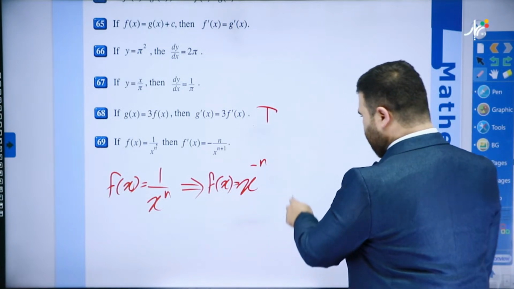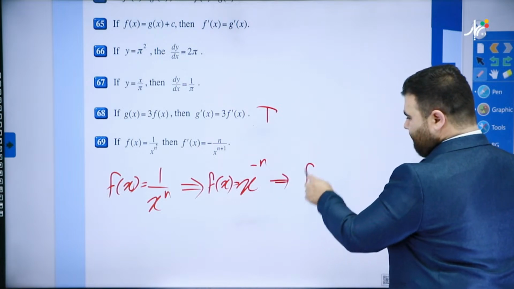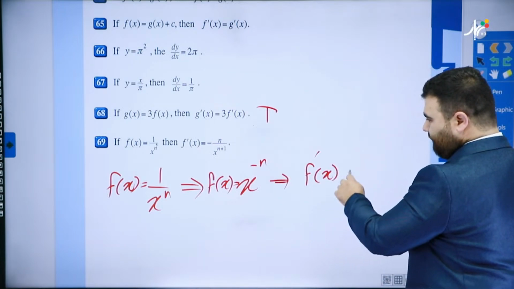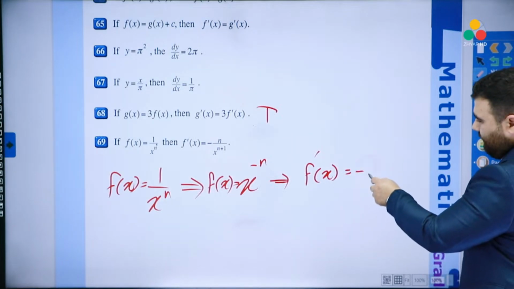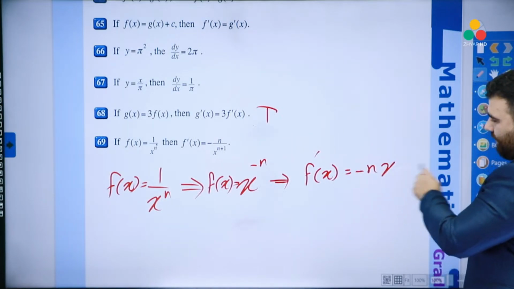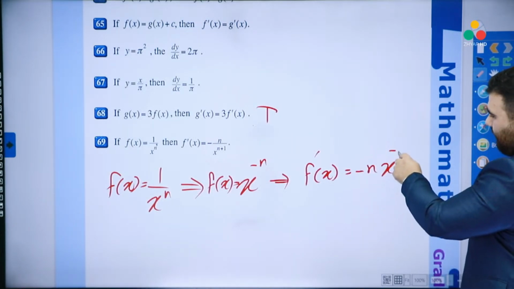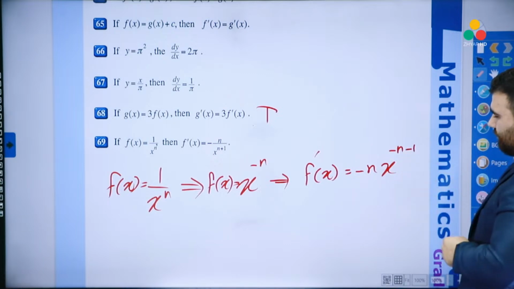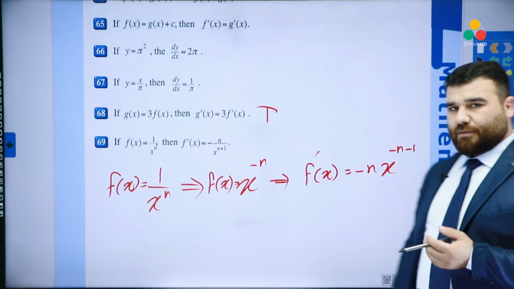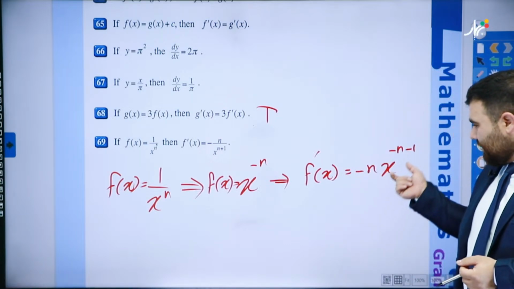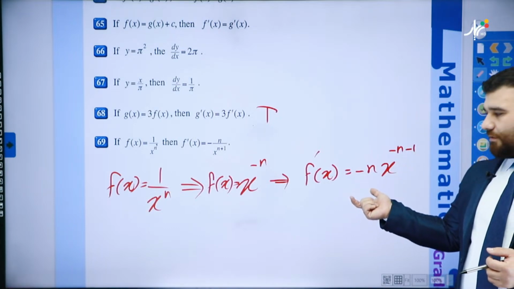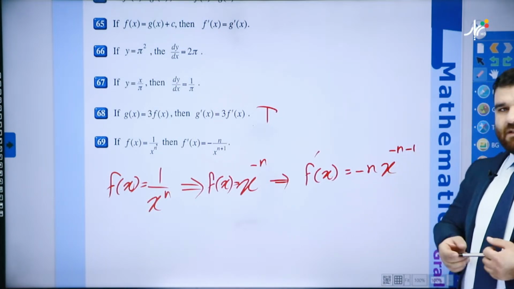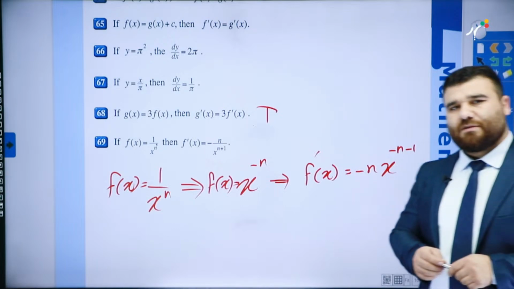Now, the derivative is f prime of x equal to, power goes to the front, negative n, x power minus 1. Negative n minus 1. That's it, power minus 1. Now, this x has a negative power, it should go down in order to make the power positive and in order to make it simplest form, because negative powers are not simple.